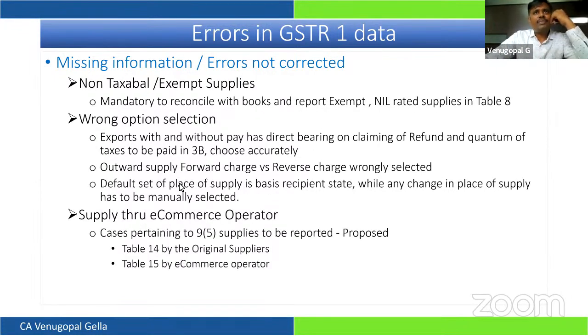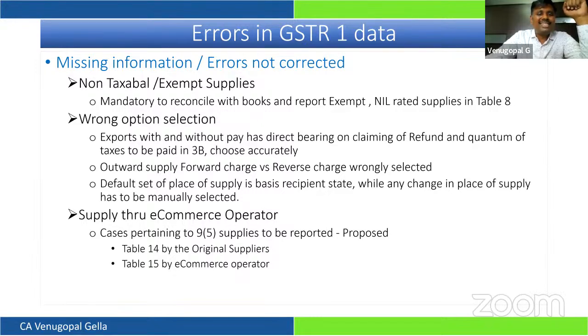And some information which is required is either missing or wrongly posted. Example, exempt and nil rated supplies to be reported in table 8 are not getting reported. This is a common error that is noticed. And you have an option to select when I make an export, with pay or without pay. Export choosing, that is one option. Again, if wrongly selected, it impacts the refund.